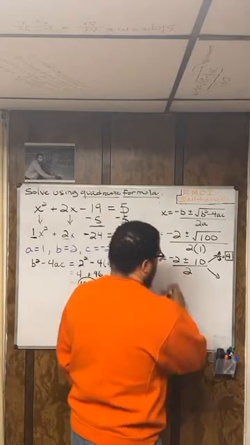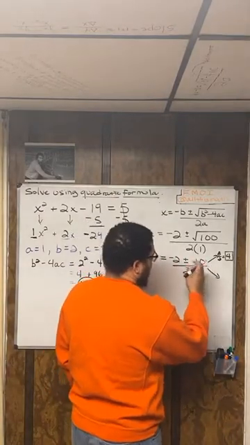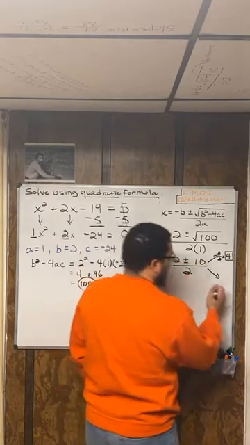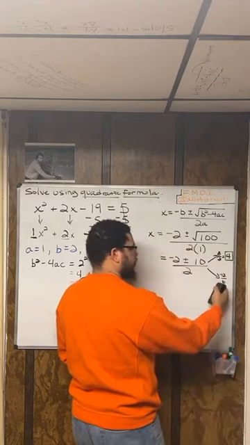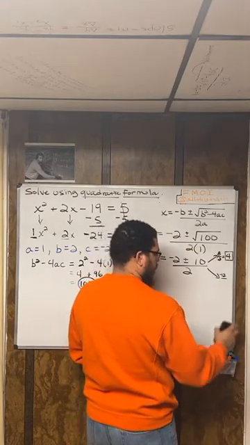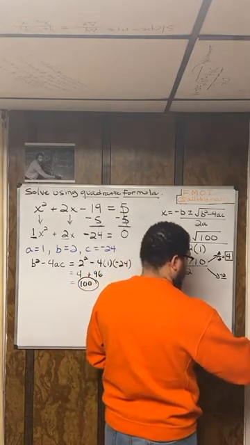Now I got to use the minus sign. Negative 2 minus 10 is negative 12. Negative 12 divided by 2. Oh, I jumped the gun. I jumped the gun and wrote the answer in the denominator instead of writing 2.